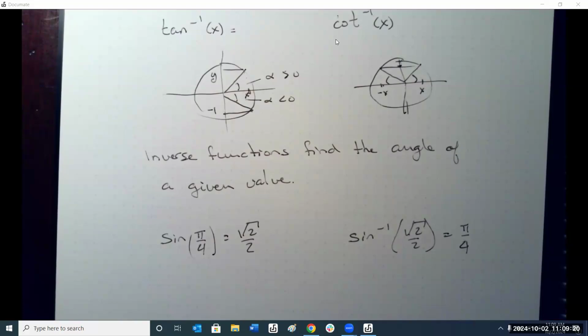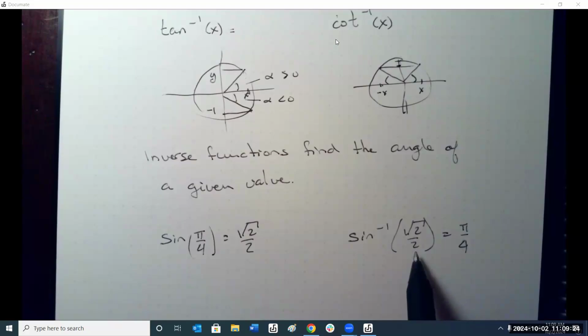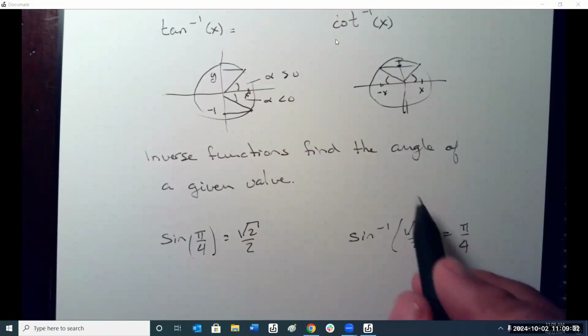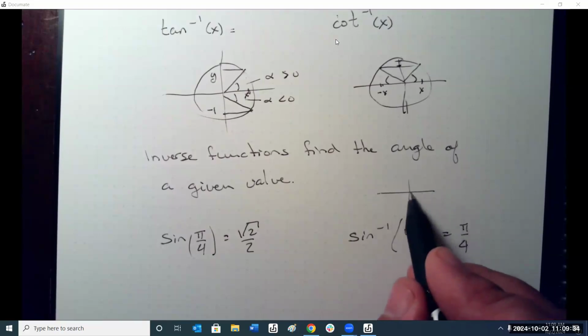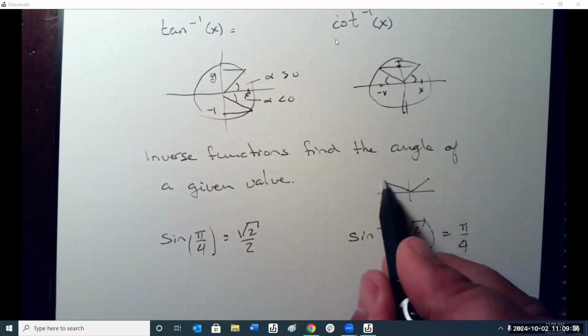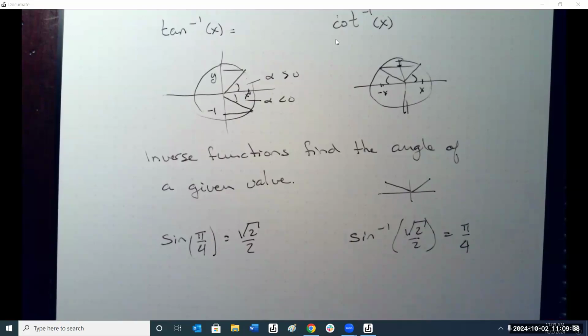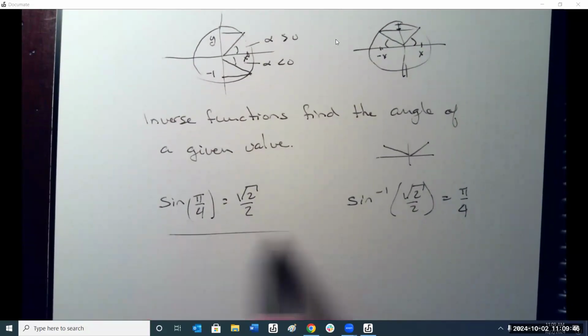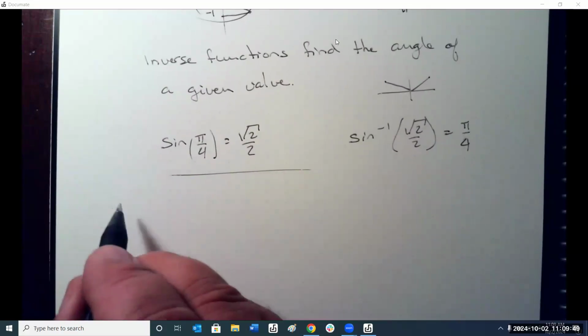Now this will come into the problem, because there are two places where the sine equals square root of 2 over 2. One's in the first quadrant, and one's in the second quadrant. So we'll have two different angles there. Let's look at example 1.